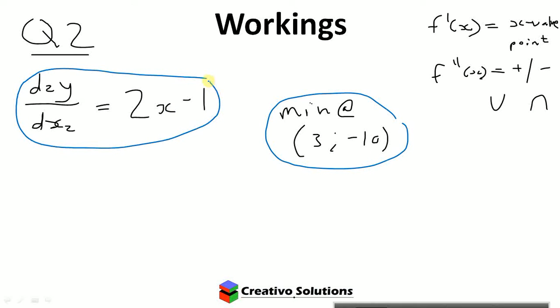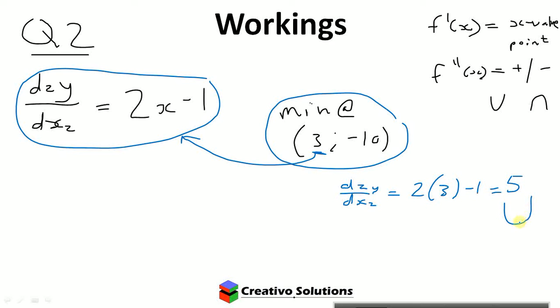Do you agree? What does the second derivative do? It tells you if it's a min or a max. I'm just going to show you the theory. If I plug the 3 into the second derivative, d²y over dx² equals 2(3) minus 1, which is 6 minus 1, which is 5. If it's a 5, is it happy or sad? Happy. So is this a min or a max? It's a min. Does that make sense?